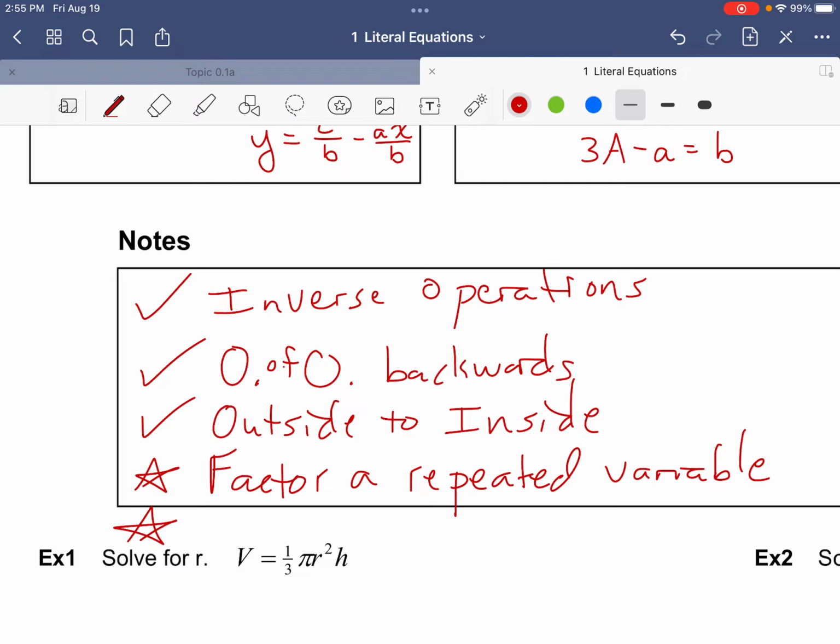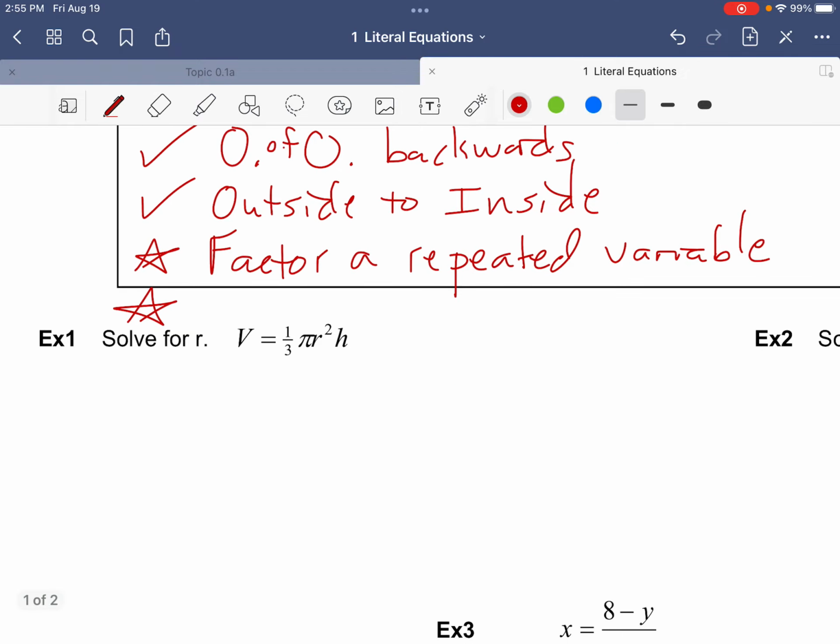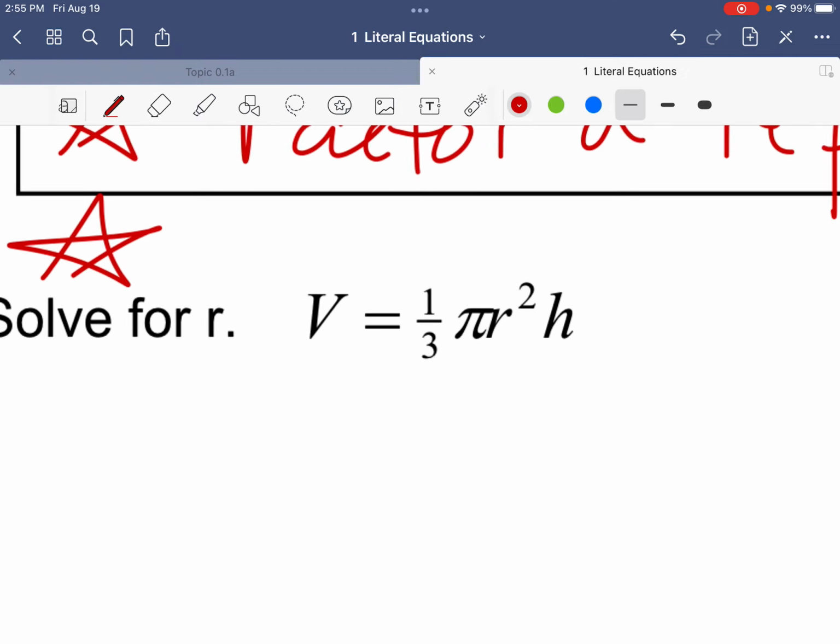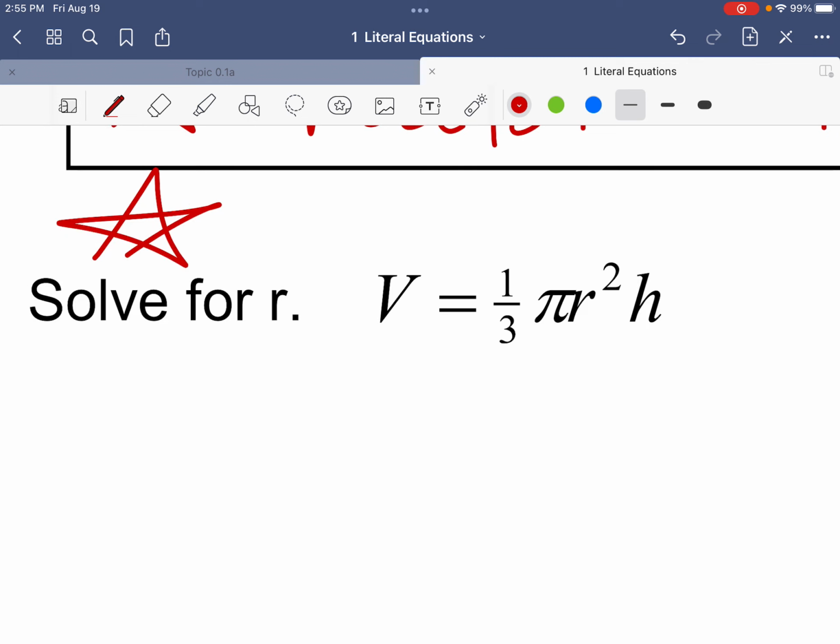Shall we continue solving some literal equations? Here we have the equation for the volume of a cone. You don't need to know that to be able to solve it, but what we want to do is see if we can get this letter R all by itself. There's a lot of things around that R. There's a 1/3, there's a pi, there's a square, and then there's an H.